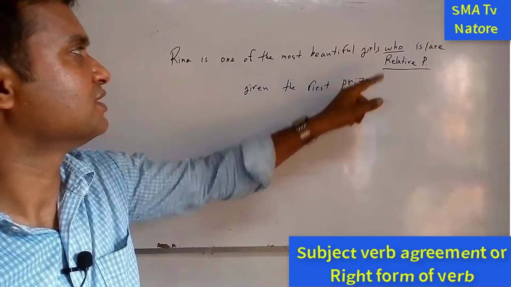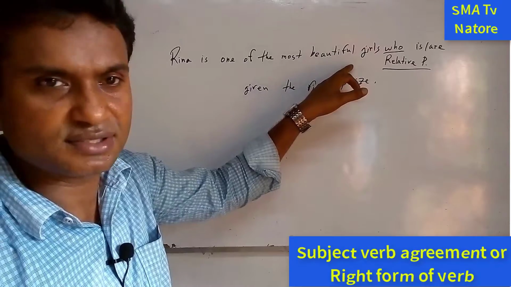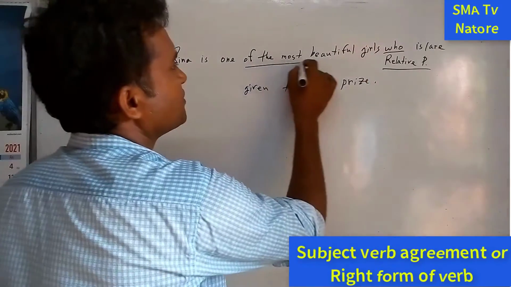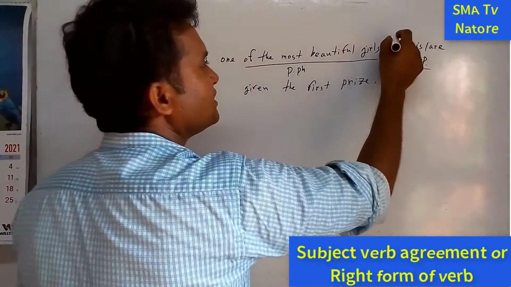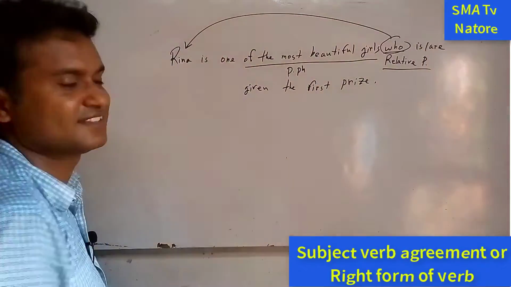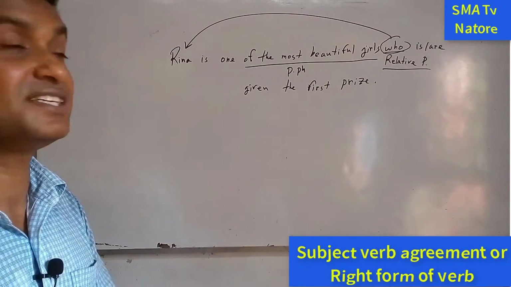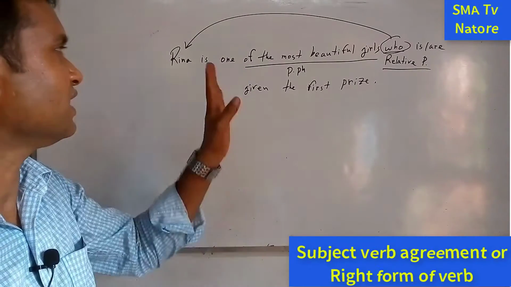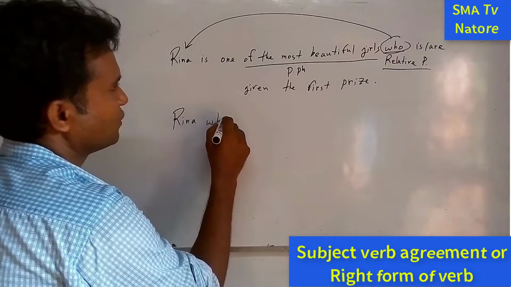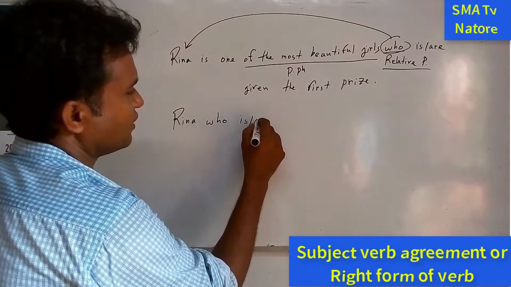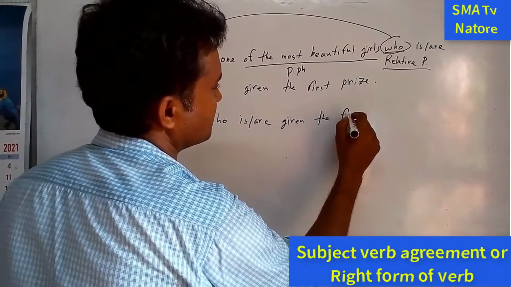Find it out. Okay. In this sentence, Rina is one of the most beautiful girls. So actually this one is the prepositional phrase. And who is indicating this? Rina. Actually this is a kind of mystery in the arrangement of this sentence. If we arrange this sentence, it should be this way: Rina, who is or are given the first prize.